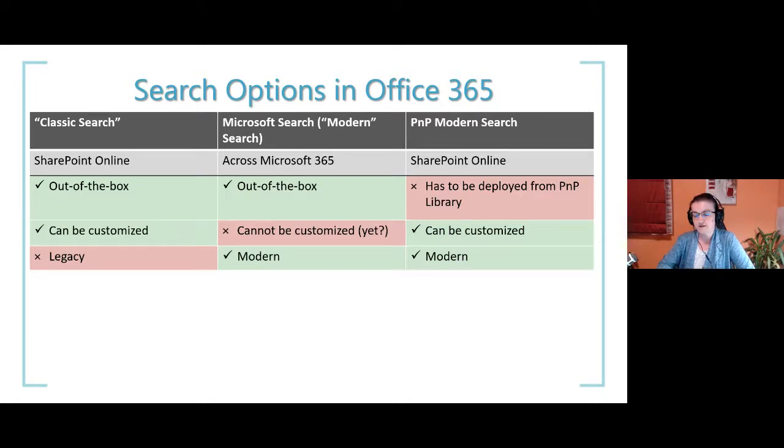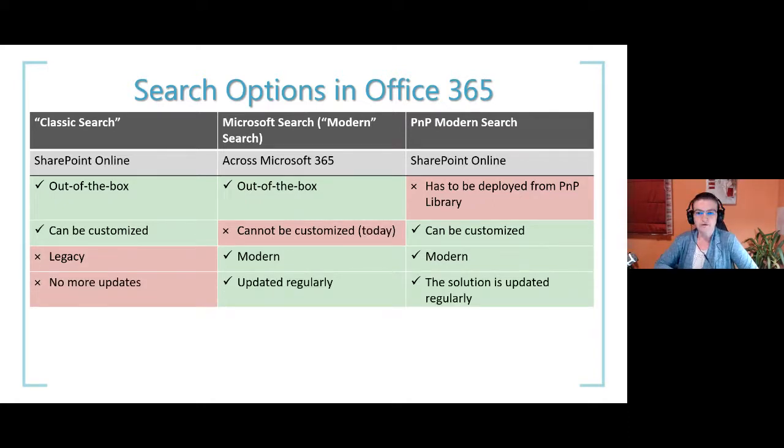Classic Search is legacy. No updates, no enhancements, no improvements for many years now, and no upcoming improvements either. Instead, Microsoft is investing all its resources in Microsoft Search. And the PMP Modern Search library is also being improved and enhanced. So both the Microsoft Search and the PMP Search are modern and updated on a regular basis. And therefore, my recommendation would be to use any of those.